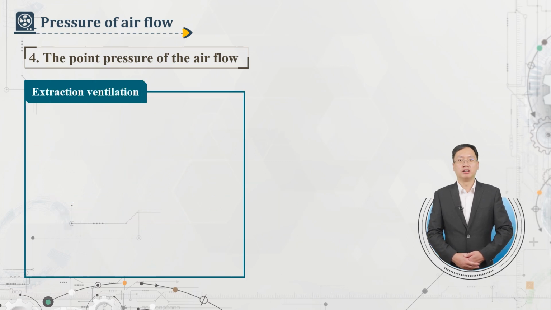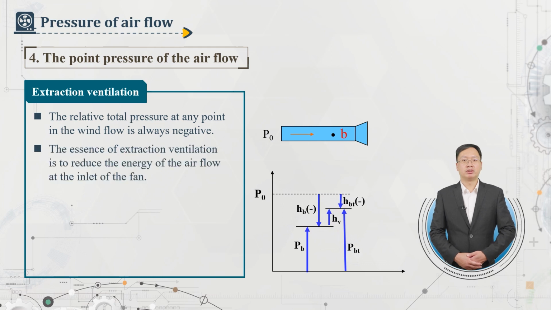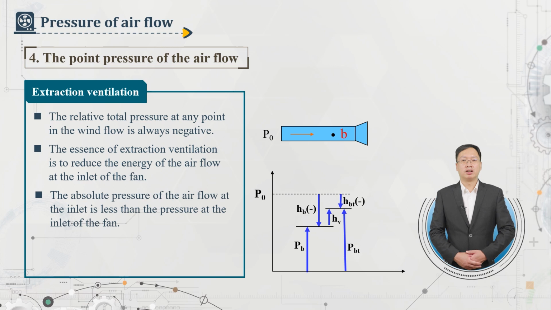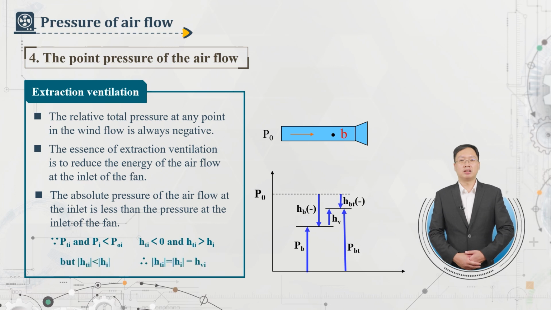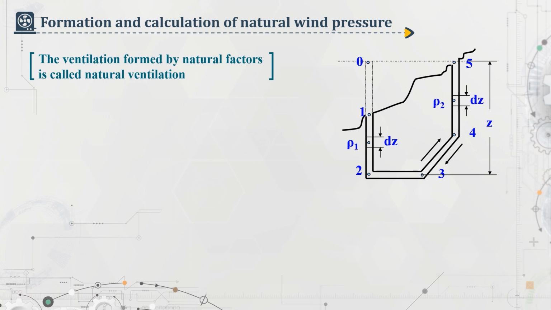Extraction ventilation. The relative total pressure at any point in the wind flow is always negative. The essence of extraction ventilation is to reduce the energy of the airflow at the inlet of the fan. That is, the absolute pressure of the airflow at the inlet is less than the pressure at the inlet of the fan. The ventilation formed by natural factors is called natural ventilation.